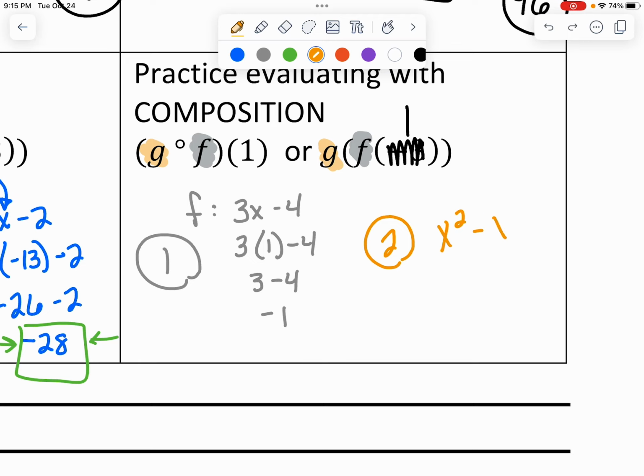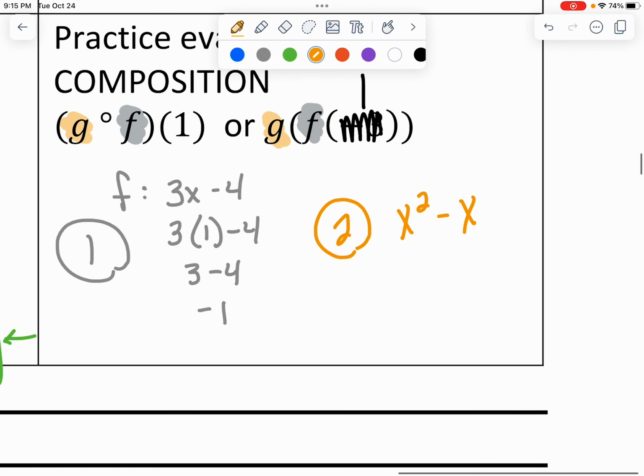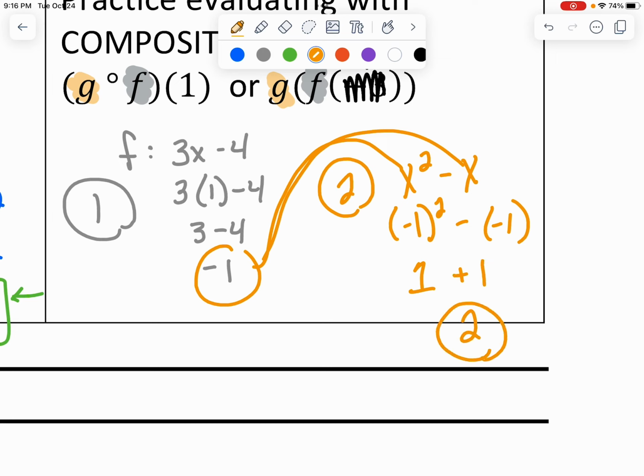Was it x squared minus x? Yeah, it was. I just checked. Okay, so what are we going to plug in for x? -1. But we have to use parentheses, otherwise what's going to mess us up? The negative. So -1 goes in. So it's +1, add 1, equals 2. All right, and that's the final answer.